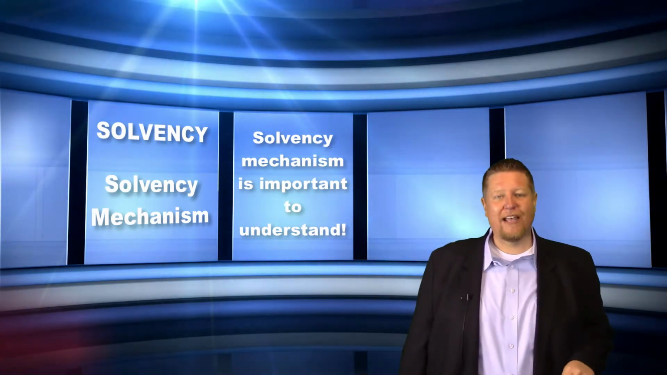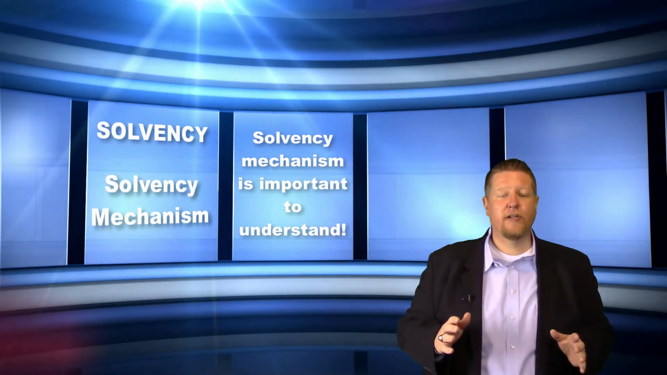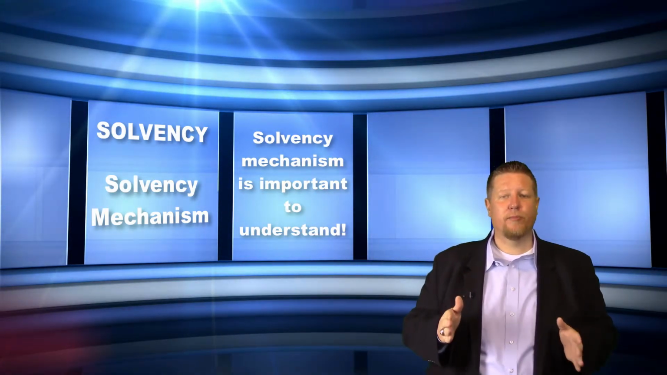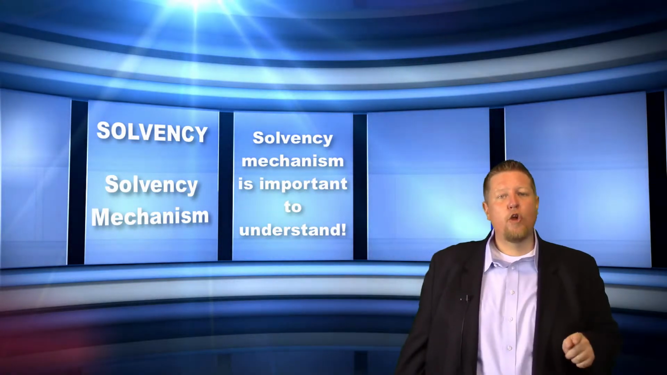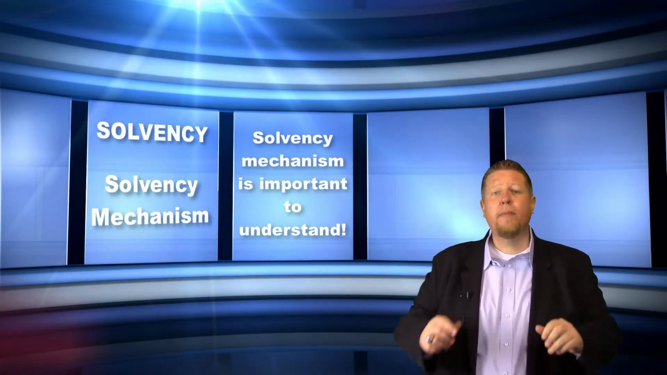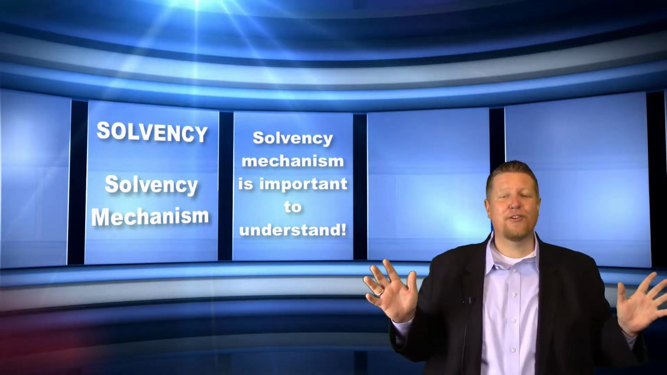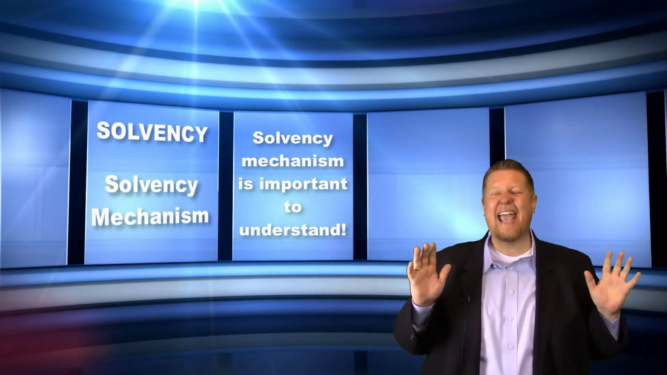And when the negative team asks in cross-examination what the solvency mechanism is, they are asking the affirmative team to explain exactly how their plan solves the problem. As the negative team, don't be afraid to really pin down the solvency mechanism until you understand it. Some debaters are so afraid of looking dumb in the cross-ex that they accept any answer the affirmative gives, even if the answer doesn't make any sense.